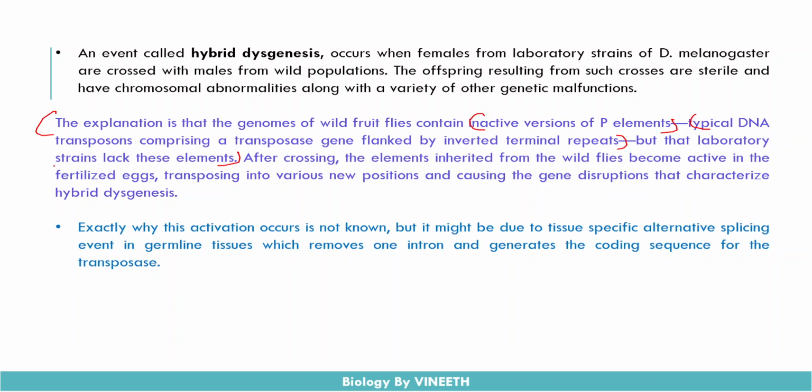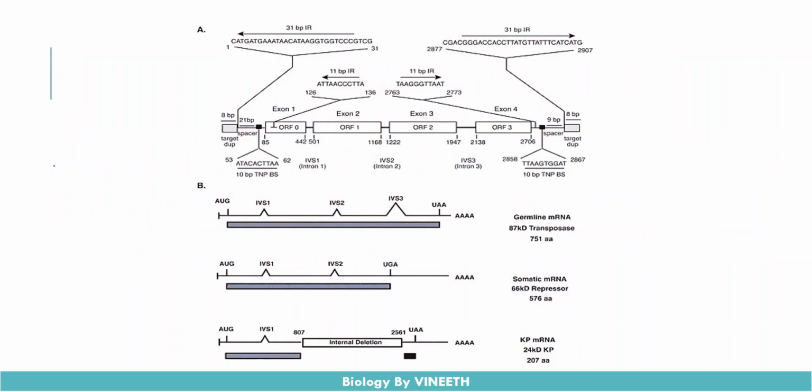The exact mechanism of activation is not known, but most scientists believe that the activation of these P elements in Drosophila is mainly due to tissue specific alternative splicing. That means introns will be spliced in a different way, involving removal of certain specific introns, which produces the coding sequences. This coding sequence is responsible for the production of the transposase enzyme, and this transposase enzyme will activate the P elements. The P elements now undergo transposition activities to cause the chromosomal abnormalities or genetic malfunctions. And this is the structure of the P element.